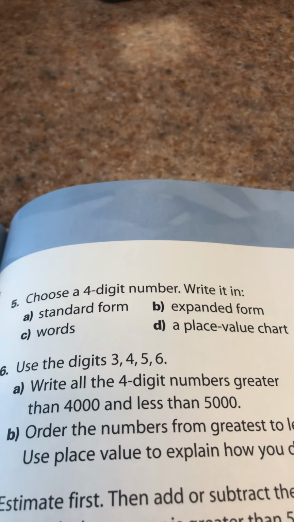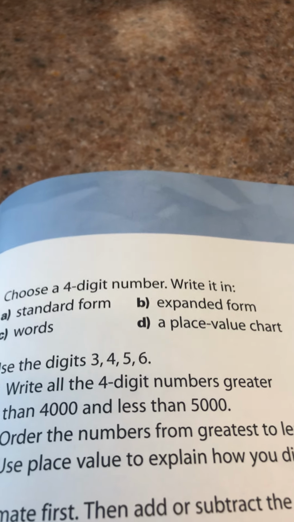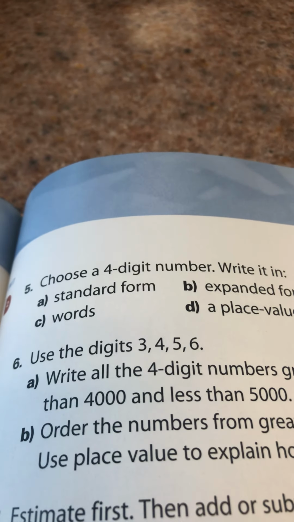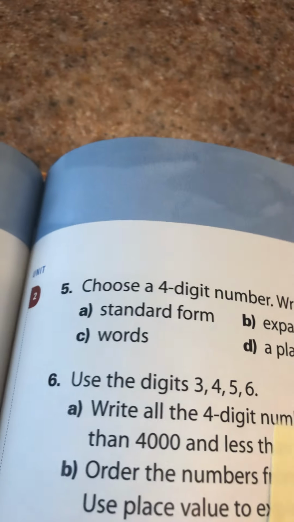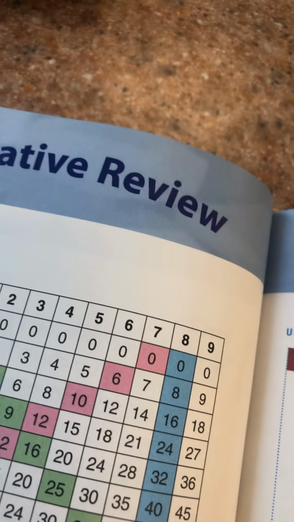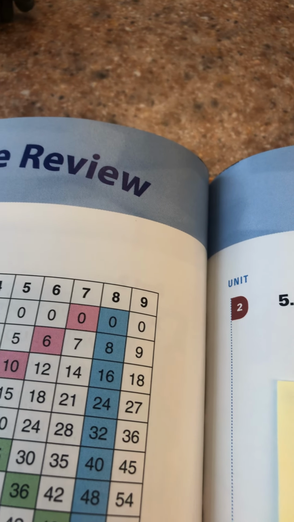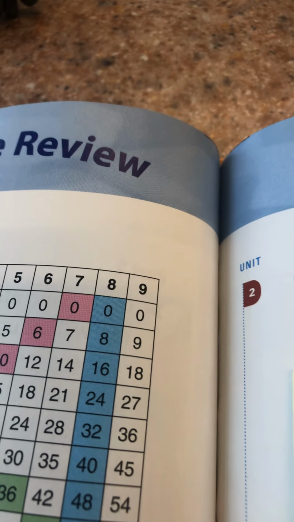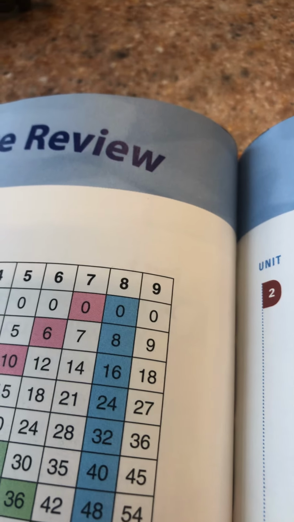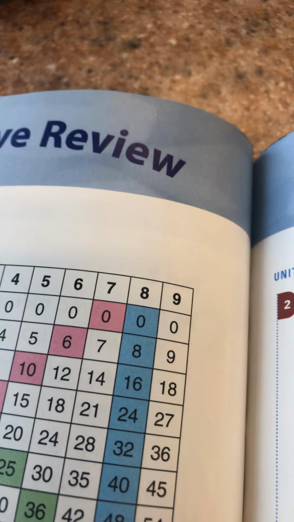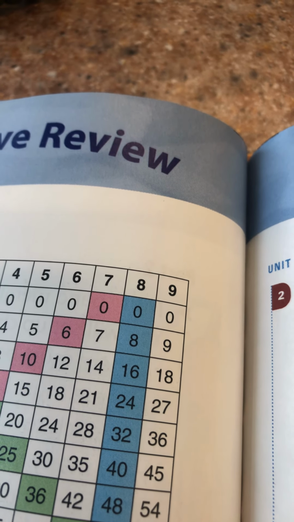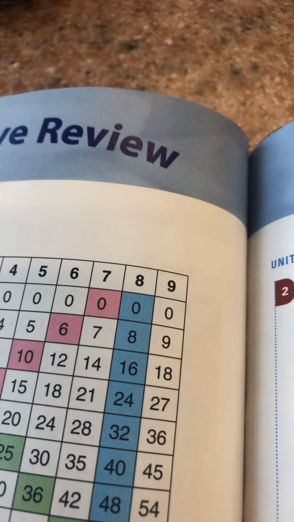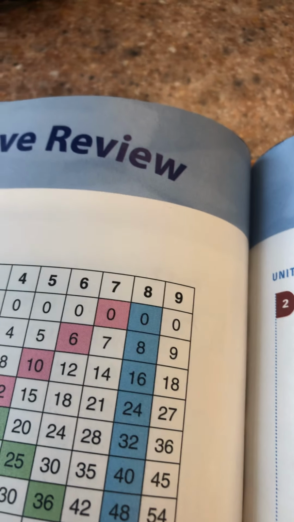All right, now here we go. Choose a 4-digit number, write it in words, write it in standard form. So let's have a see here. I think if we put it in standard form, let's pick a number. Let's pick a number. Let's go 6, 1, 5, 2. So here we go. So that would be standard form.